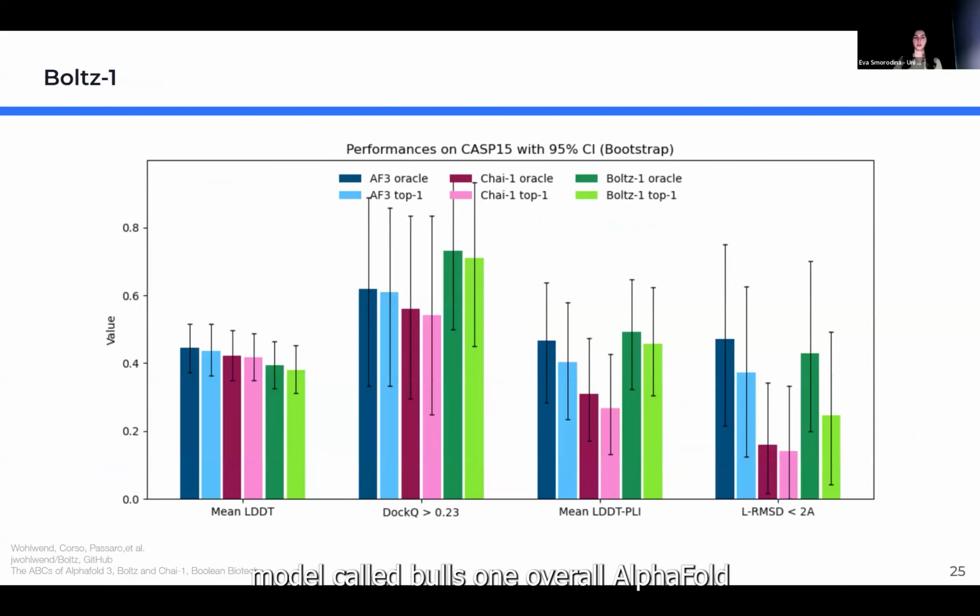Another model is called Boltz-1. Overall, AlphaFold3, Boltz-1, and Chai-1 are similar models for similar purposes. They differ a bit in the architecture and also in the licensing. So I will not focus on this detail, but just show that the accuracy of Boltz-1 is comparable to AlphaFold3 in different metrics.